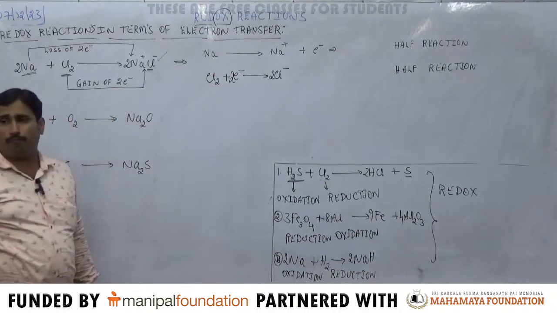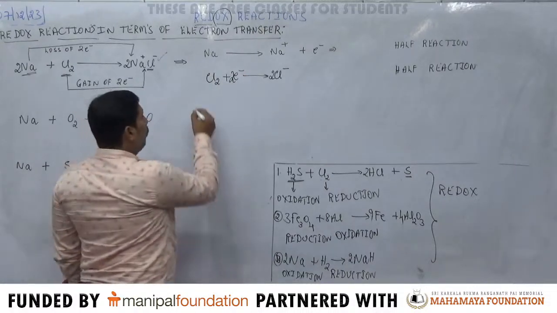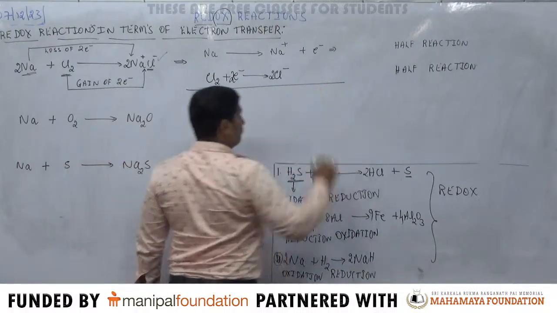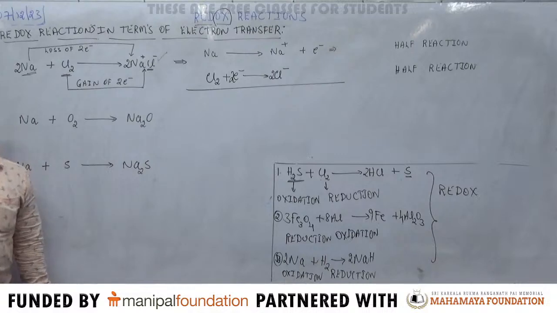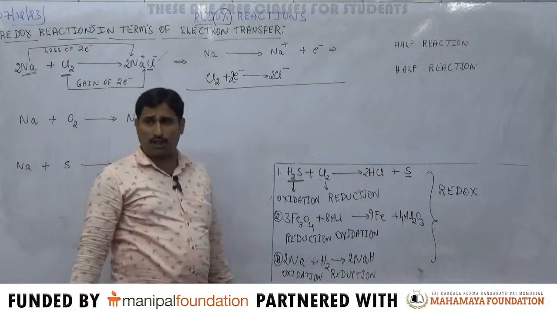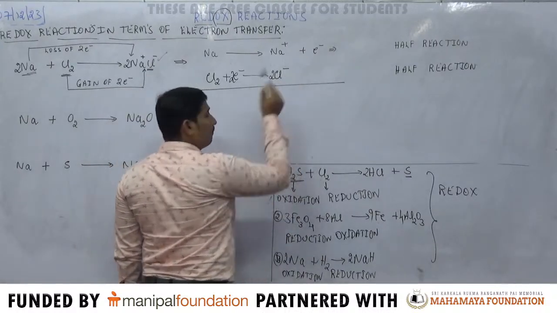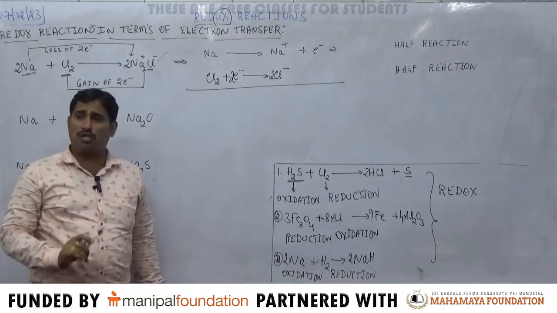So this is half reaction. Now I can write the overall reaction. I have to add half and half, so I'll get the overall reaction. Now to write the overall reaction, I must have same number of electrons. Same number of electrons ಯಾಕೆ ಬೇಕು?